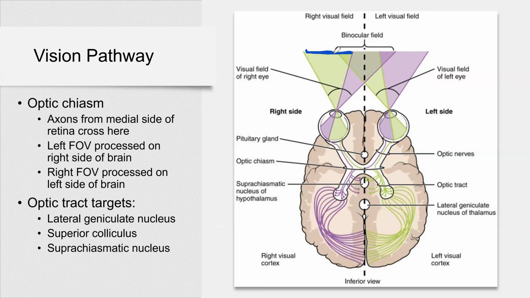and information from the right visual field, that is this part and this part, shown in green, is processed in the left visual cortex. And of course, we have a binocular field in the middle where both hemispheres are involved, right? But again, information from the visual field is shown in purple.